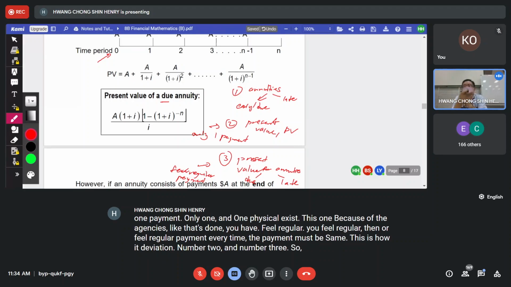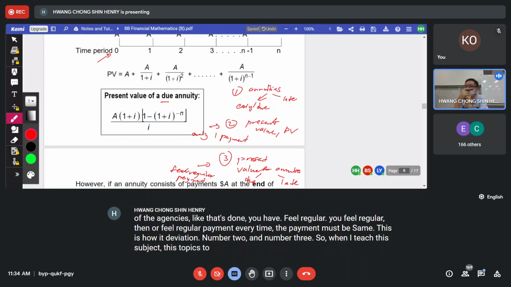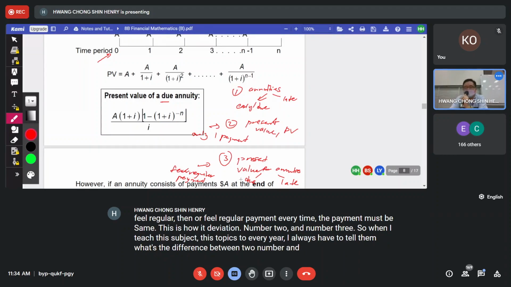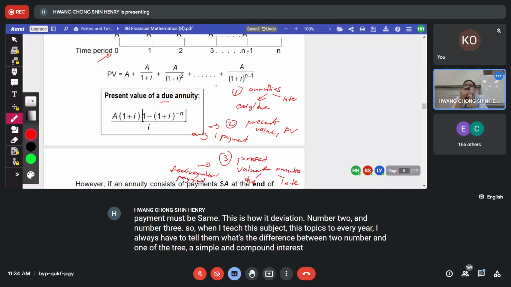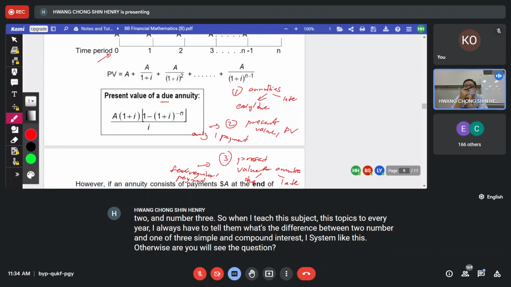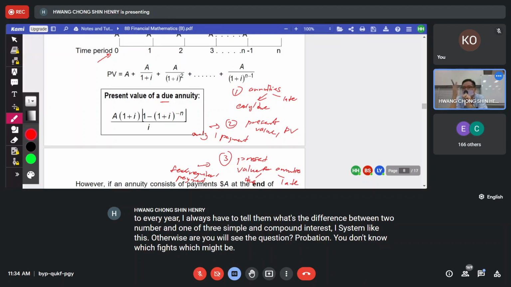So when I teach these topics every year, I always have to tell them what's the difference between number 2 and number 1, number 2 and number 3, the simple and the compound interest. I always have to teach them like this. Otherwise, when you see the question, you're very scared. You don't know which one is which already. You all can think what I'm trying to say here, right?